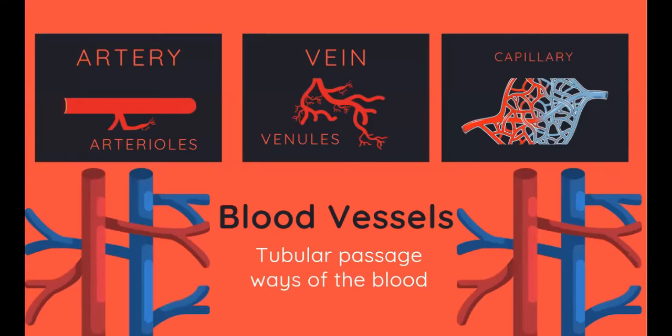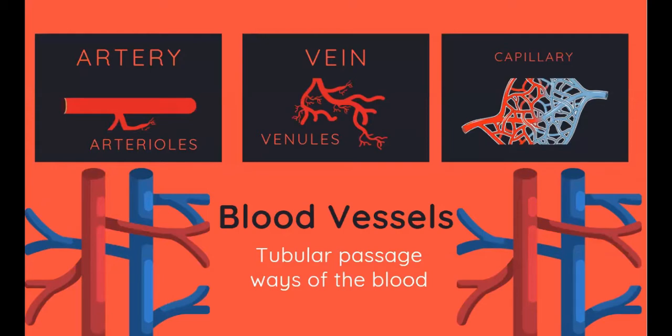Now let's talk about blood vessels. Blood vessels are like roads of a busy city. They are tubular passageways of the blood. Blood vessels are classified as artery, vein, and capillary.